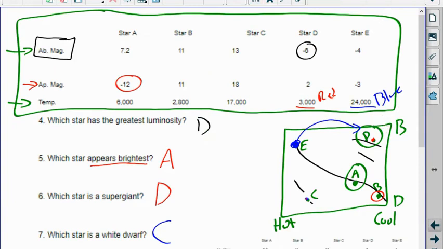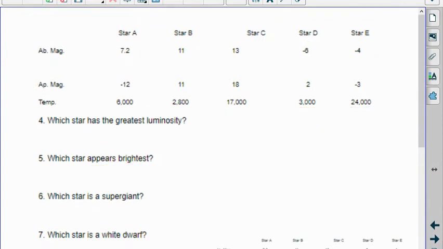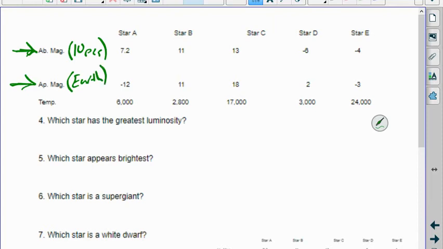So once again, I'm going to delete all this so I have some room here. To put them in order, again, I compare the absolute magnitude, which is how bright they are from 10 parsecs, to the apparent magnitude, which is how bright they are from Earth. I'm going to look at the apparent magnitude first. Do they appear brighter or dimmer? I'm going to write a B if they appear brighter. So a negative 12 means it appears brighter.